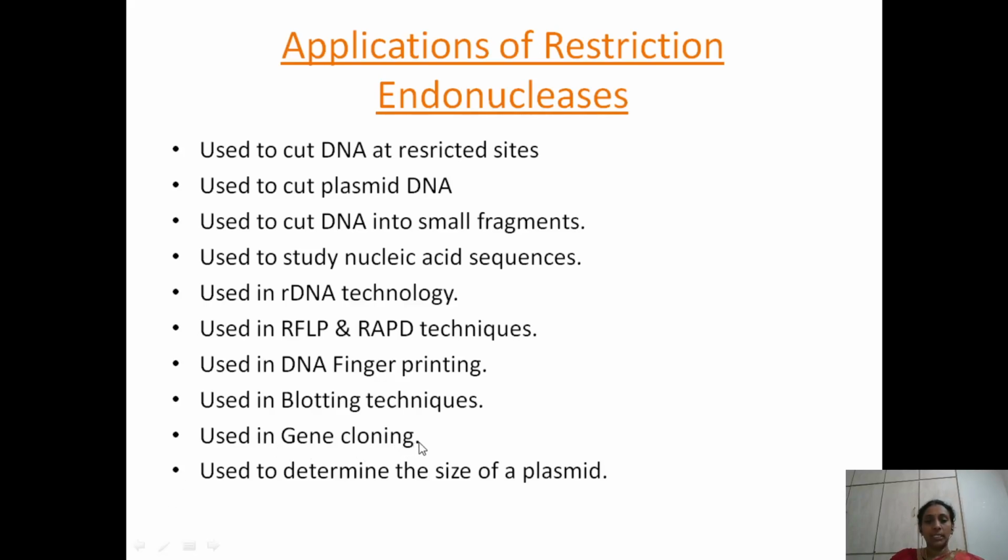Next, used in gene cloning. So cloning, transgenic sheep, BT cotton, etc. All these you will deal with in the next units. And they are used to determine the size of a plasmid. To determine whether it is a small plasmid, lengthy plasmid or moderate plasmid, we can do it with the help of restriction enzymes.